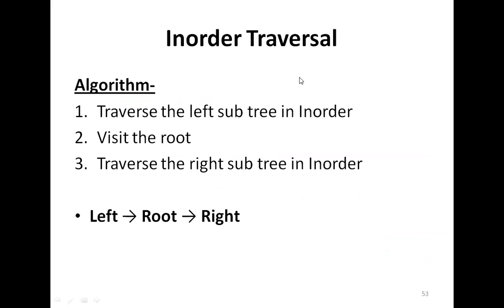The next is inorder traversal, and the algorithm for inorder traversal is this: traverse the left subtree in order, then visit the root node, and then traverse the right subtree in order. And this is the order: first left, then root, then right.